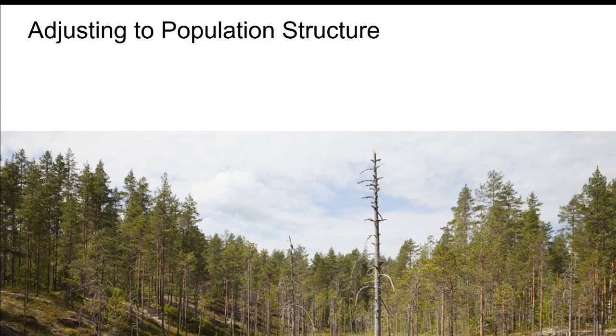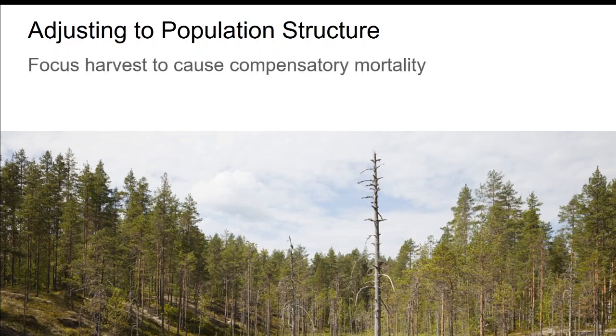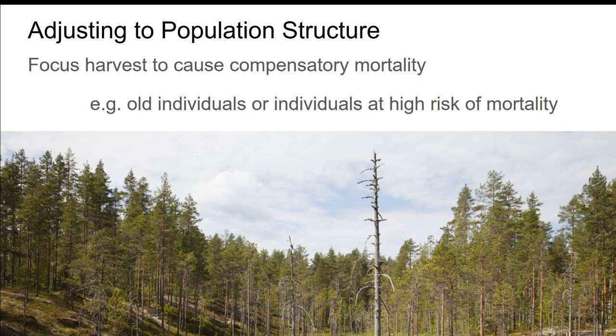There are other things that you should be aware of, in the sense that we could adjust this to population structure. So we could focus that harvest even more intentionally to cause compensatory mortality, to take out individuals that are already lost or are already going to be lost from that population. You could focus on old individuals who are likely in senescence, who are already out of the breeding population, who may already be dying, individuals that are at high risk of mortality, maybe young individuals in other populations that are very likely to be at risk of not surviving.